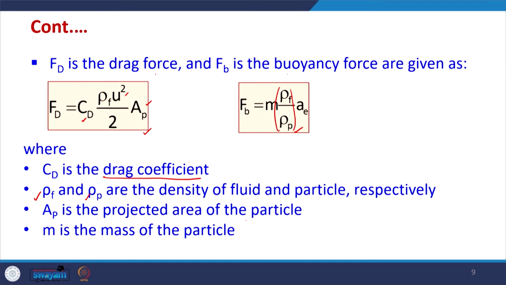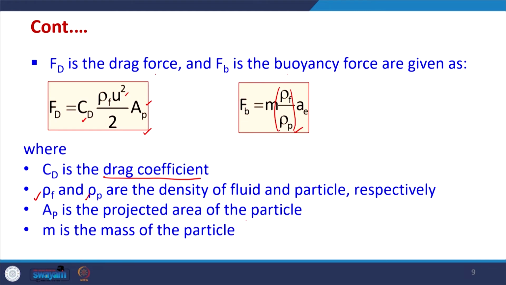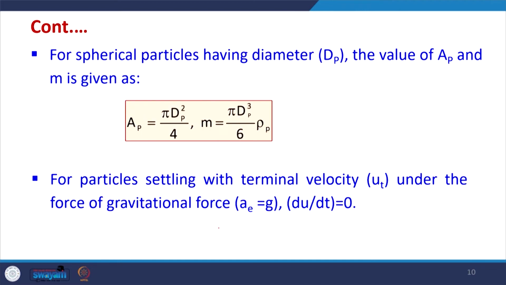So, we now substitute these things in the first equation. Ap here is the projected area, if we are assuming a spherical particle with diameter dp. In this case Ap becomes equal to pi dp square by 4, and the mass of the particle is the particle density into volume. So, this volume has been multiplied together. So, we have this.